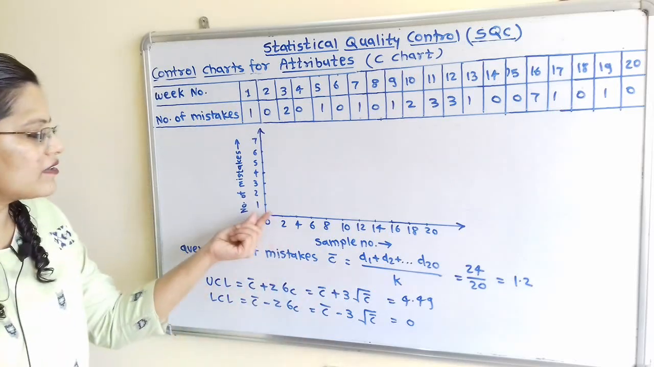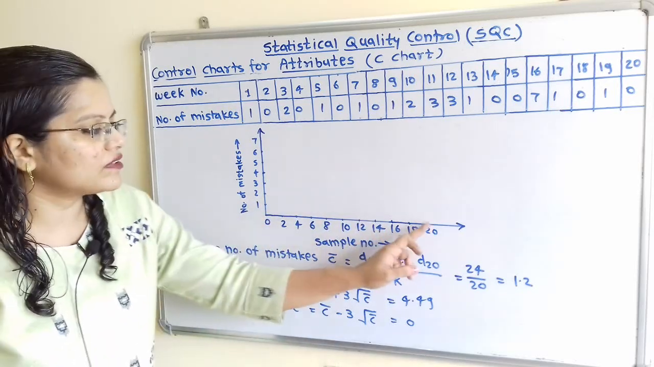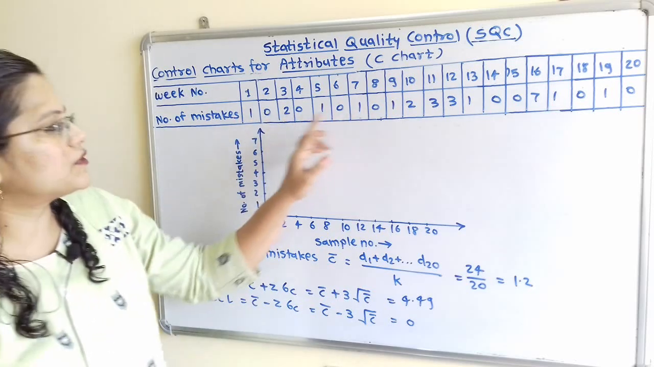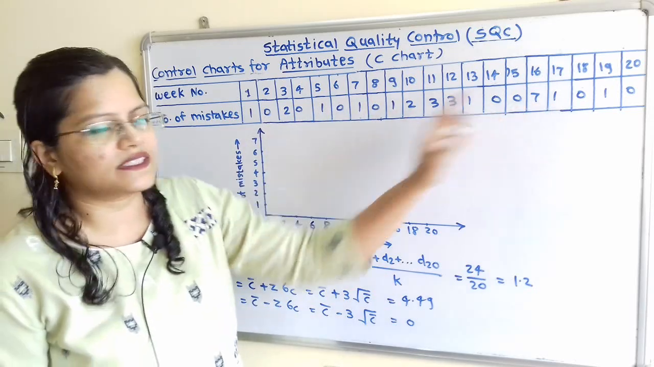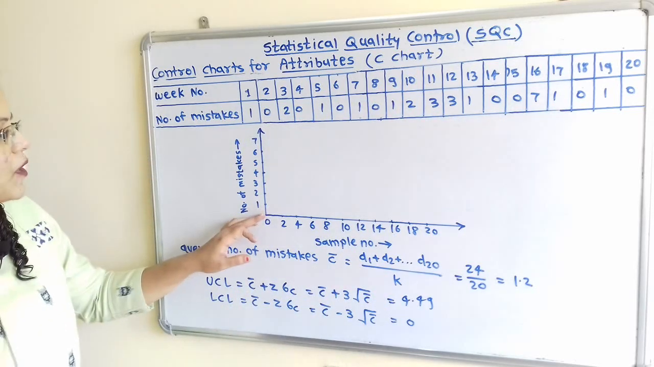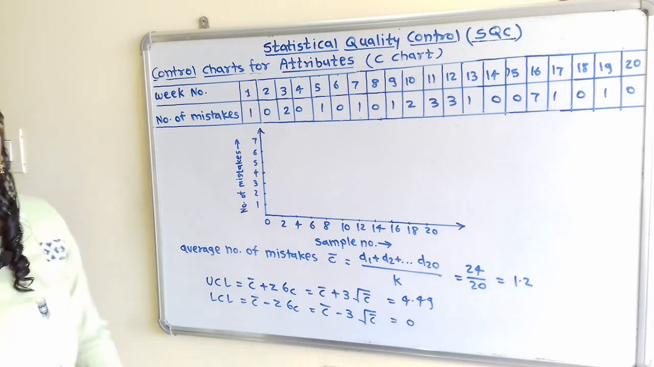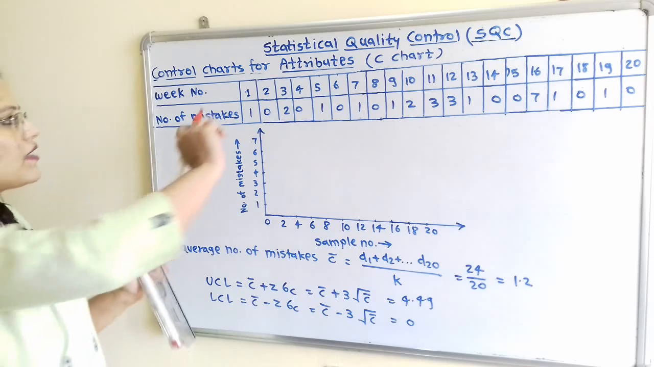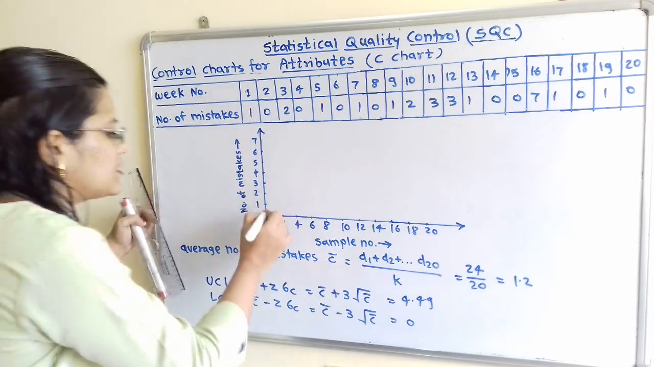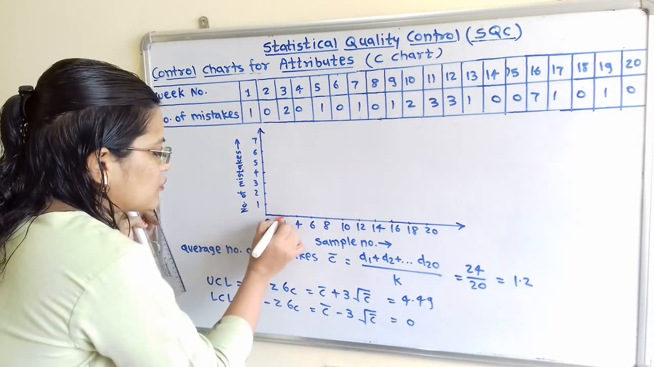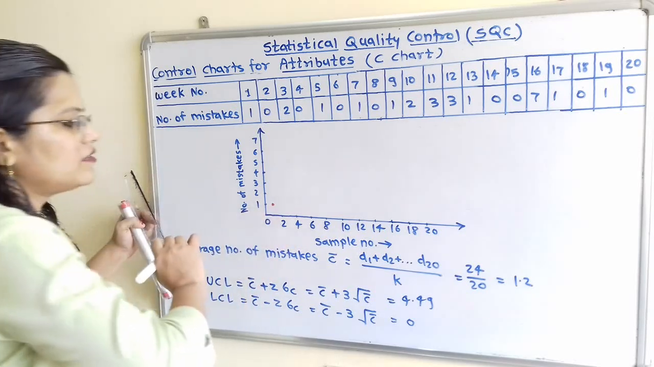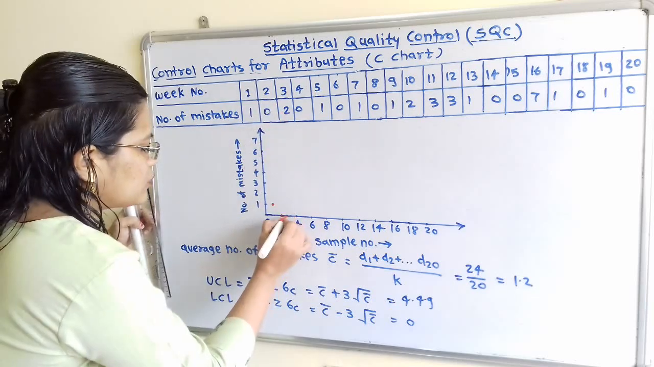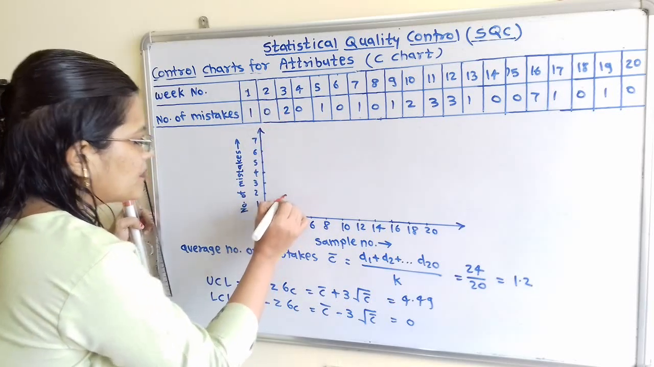So we take equal distances and plot the numbers from 0 to 20, and on the vertical line, the minimum number is 0 and the maximum number is 7. So we will plot 0, 1, 2, 3 up to 7. Now we will plot the points. For the first week the number of mistakes is 1, so here between 0 and 2, here is 1. I will plot this point. For 2 it is 0, for 3 it is 2. So here is 3 and number of mistakes 2.